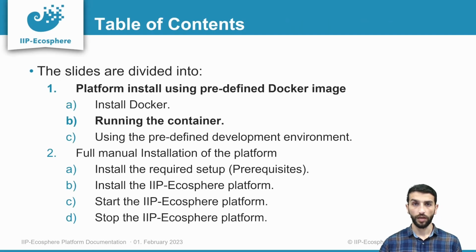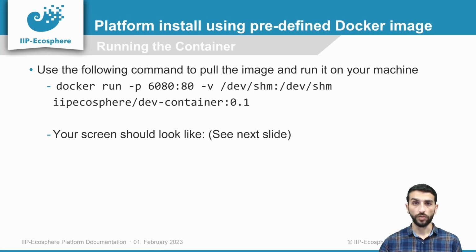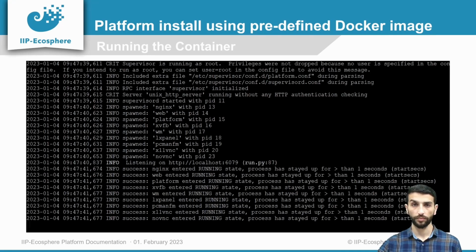Now, let's see how to run the container. Please use the following command to pull the image from Docker Hub and run it on your machine. Your screen should look like this one.